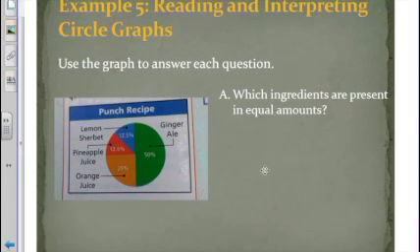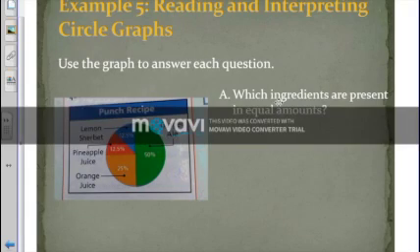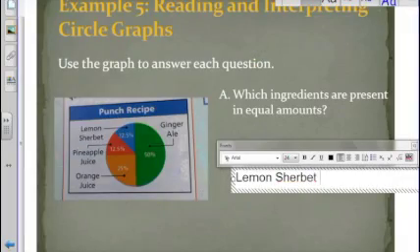So just one question for the circle graph about a punch recipe. Which ingredients are present in equal amounts? So we want the same percentages for multiple ingredients. Looking at these percentages listed, the clear answer is lemon sherbet and pineapple juice.